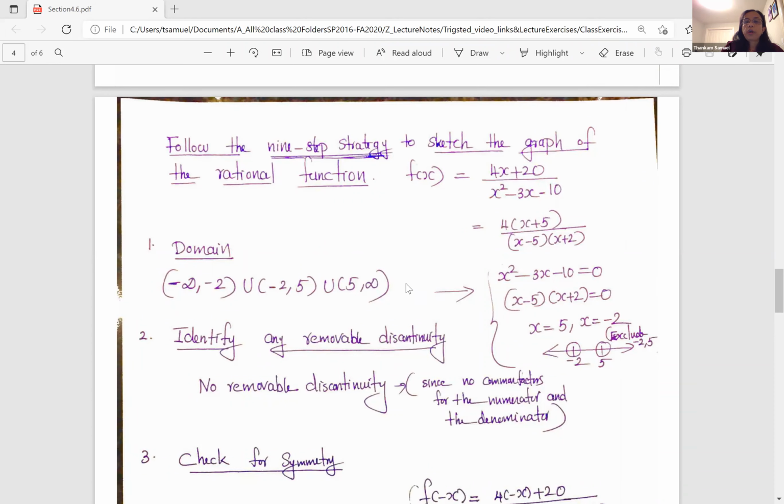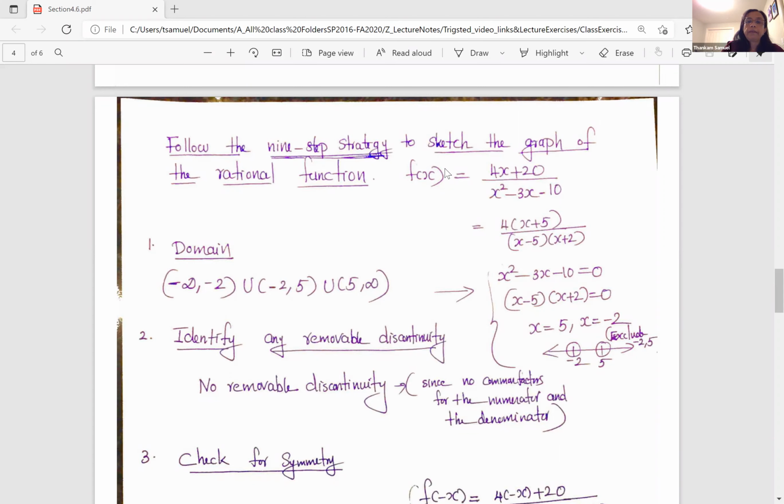Today we are going to talk about rational functions. The main objective of this class today is to graph the rational function. Follow the 9-step strategy to sketch the graph of a rational function. That's the main objective of this topic. Use the 9-step strategy to graph the rational function.